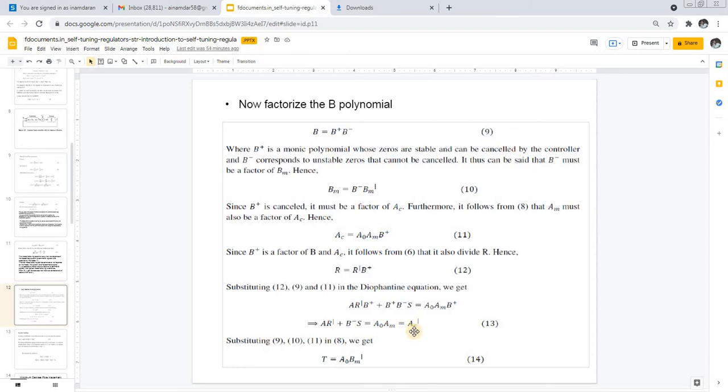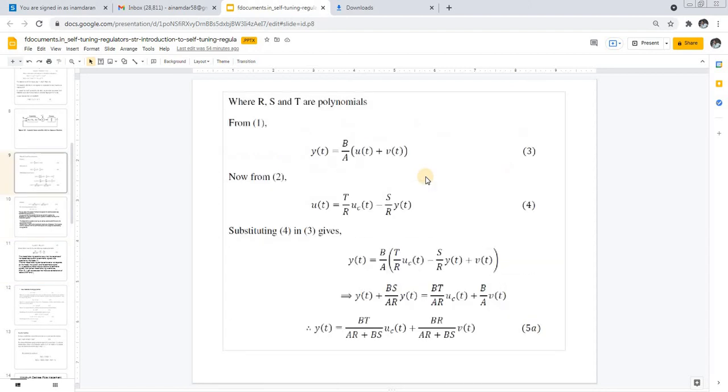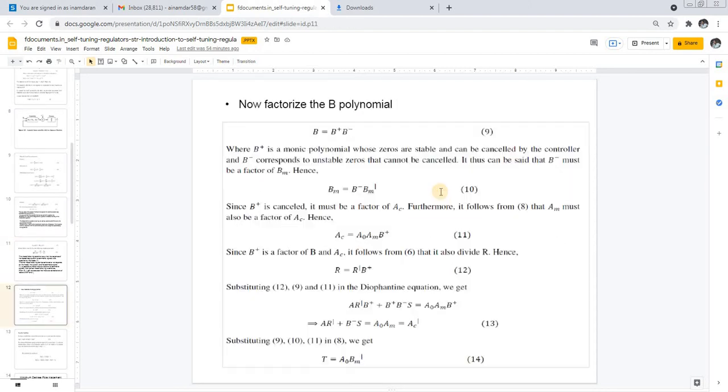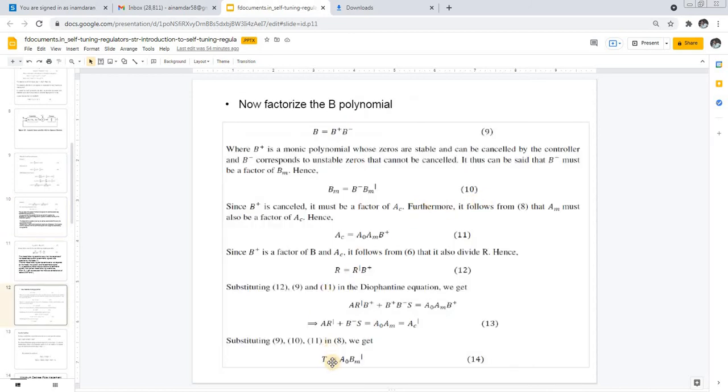Now substituting equation numbers 9, 10, 11 in equation number 8, we get the value of T, that is A naught and BM dash. This is how we have used the model following to find out the value of T from the Diophantine equation.